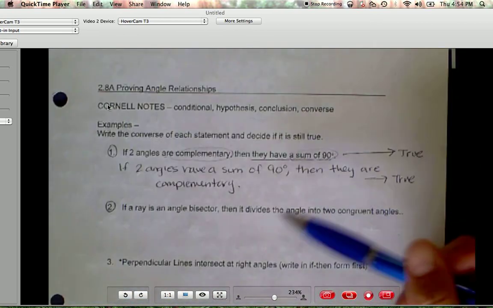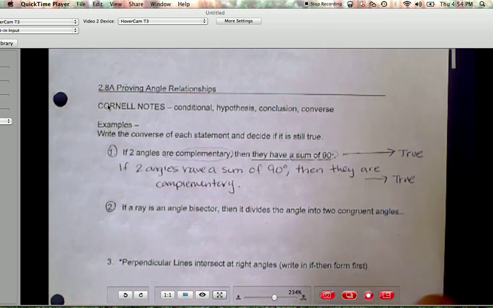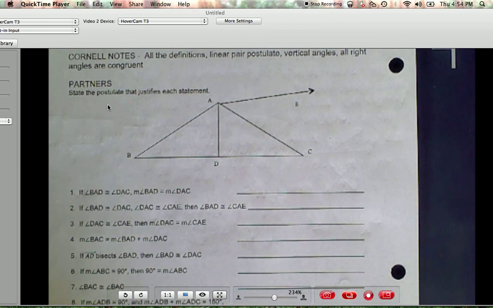Now, don't forget for tomorrow, you need to have number 2 and number 4 done on the front. And the rest of this we will do tomorrow in class together.